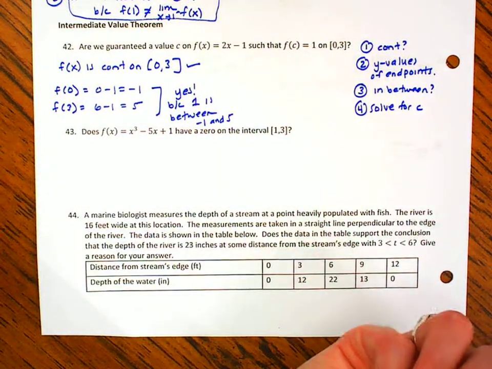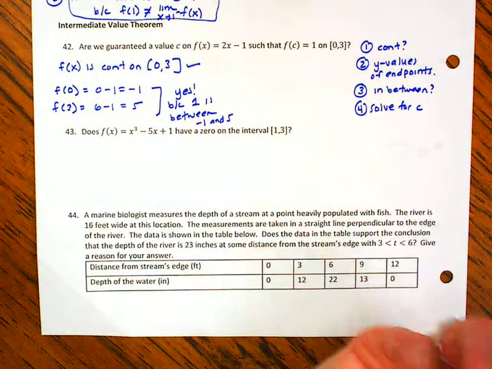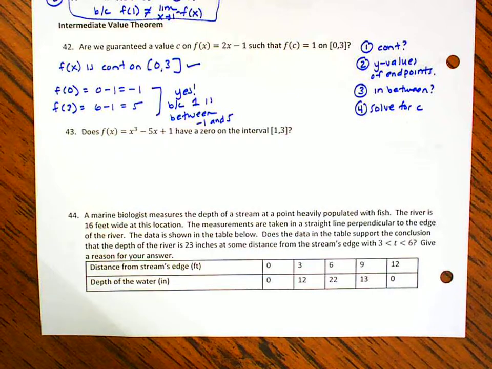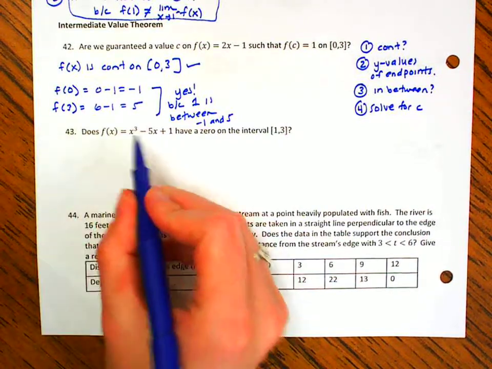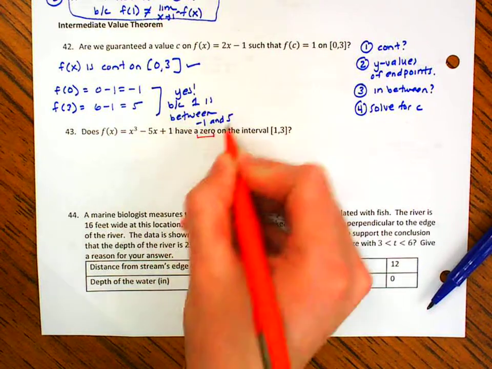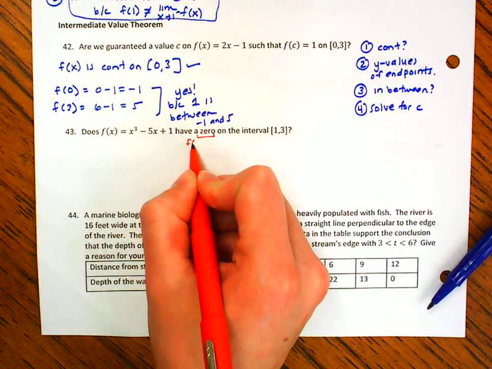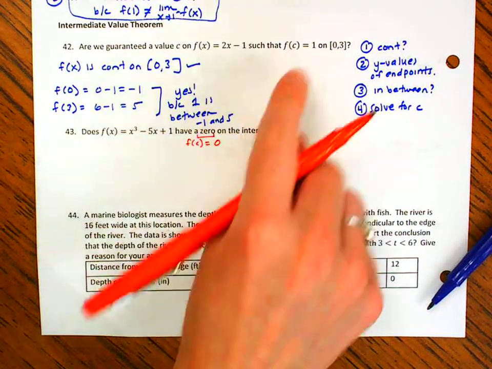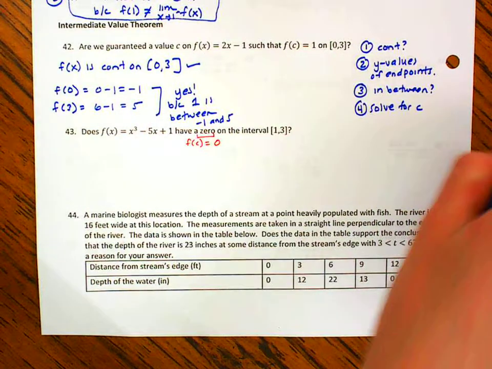Sometimes it's going to ask you to say, if so, solve for C, but this problem does not ask us to solve for C, so I don't need to. So let's do 43. It says, is there a 0? This is just really asking the same question up here. I'm asking, is there a C value such that the y value is 0? It's the same problem. We're just seeing if there's a 0.